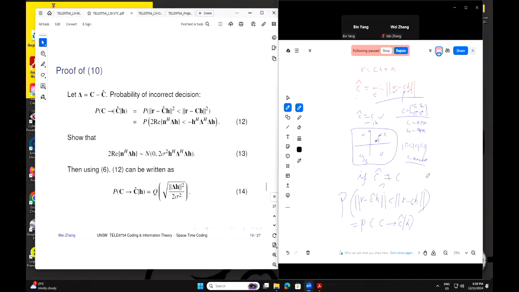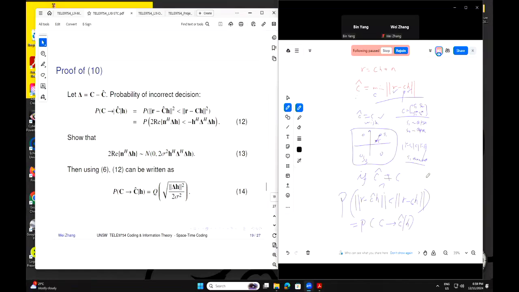I mean that ML is optimal detection. That doesn't mean it's always correct. It means that on the average, it has the highest detection probability, the minimum error probability. But in some cases, it can happen, some error can occur. So in this case, yes, it's one of the errors.